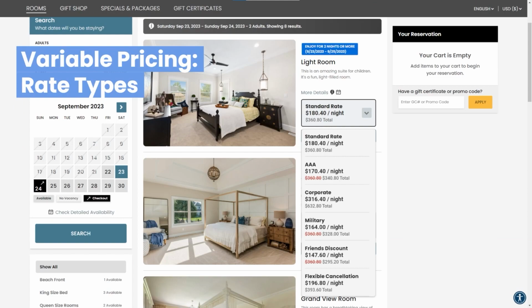Here's another popular variable pricing strategy, offering different rates based on loyalty and membership programs. And this can easily be done by offering multiple rate types on your website or on your booking engine. You can also offer flexible cancellations with rate types, which is another form of variable pricing that can be very lucrative for you.